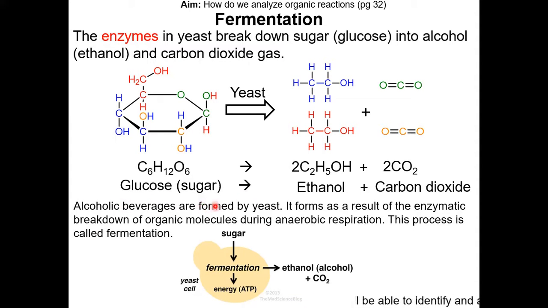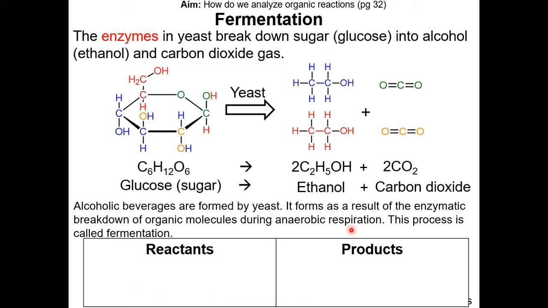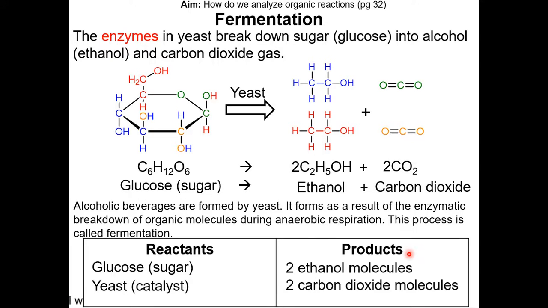Alcoholic beverages are formed by yeast. It forms as a result of the enzymatic breakdown of organic molecules during anaerobic respiration. This process is called fermentation. Let's analyze the reactants and the products. In the reactants, we have glucose, which is sugar, which reacts with yeast, which serves as a catalyst. The products are 2 ethanol and 2 carbon dioxide molecules.